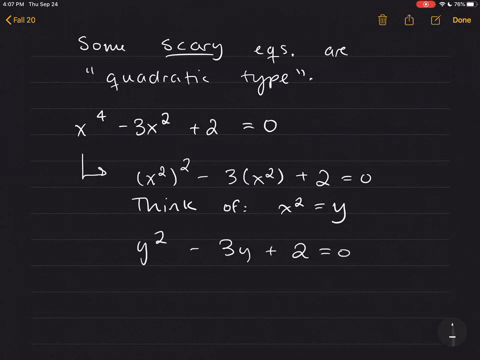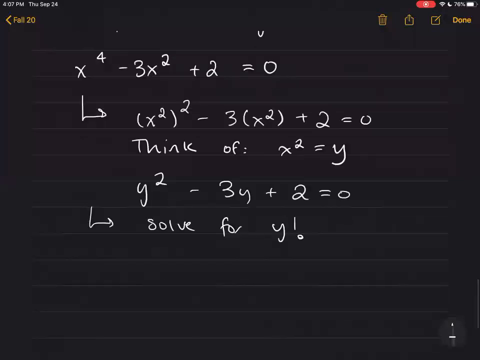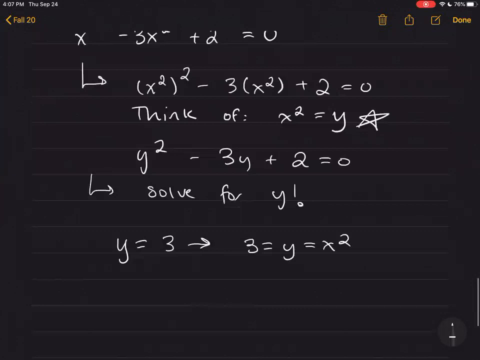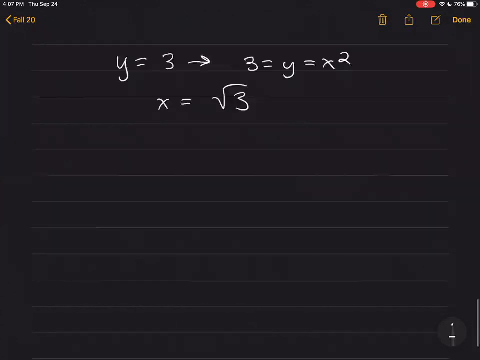So then what you do is you solve for y, right? And let's say you solve for y and you get, oh, y is equal to, I don't know, 3. Well, then you go back and you do 3 is equal to y, which is equal to x squared from up here. And then you do x is equal to square root 3. Okay, cool.